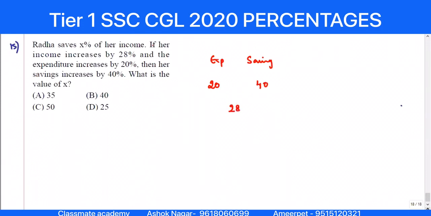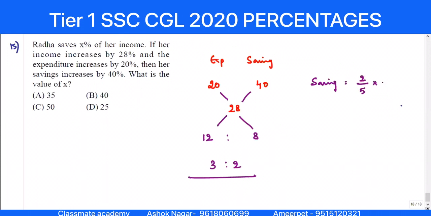28. So what is the ratio of expenditure and saving? If it is 12, how much is this? 8. In what ratio you are spending and saving? 3:2. So your savings is how much percent? It is 2 parts out of 5 parts into 100. So your savings are what percent? 40%. Your expenditure is how much percent? 60%. The moment you look at 3:2, it is 60, that is 40. Okay? Copy that.